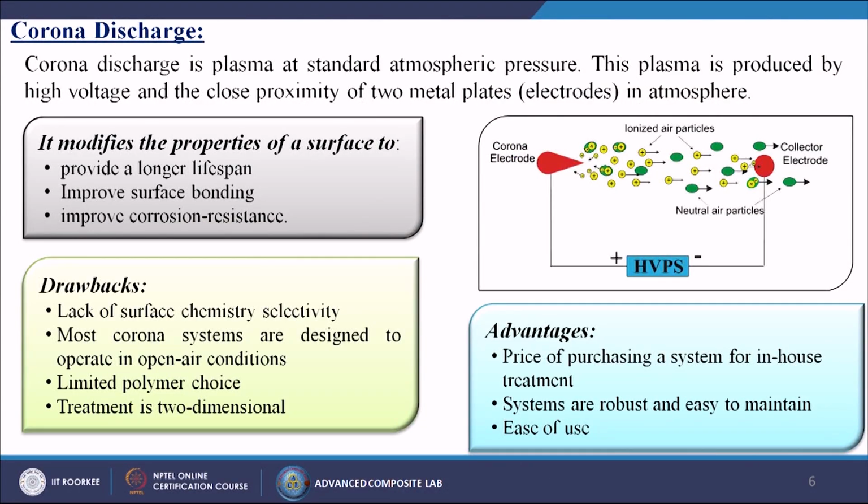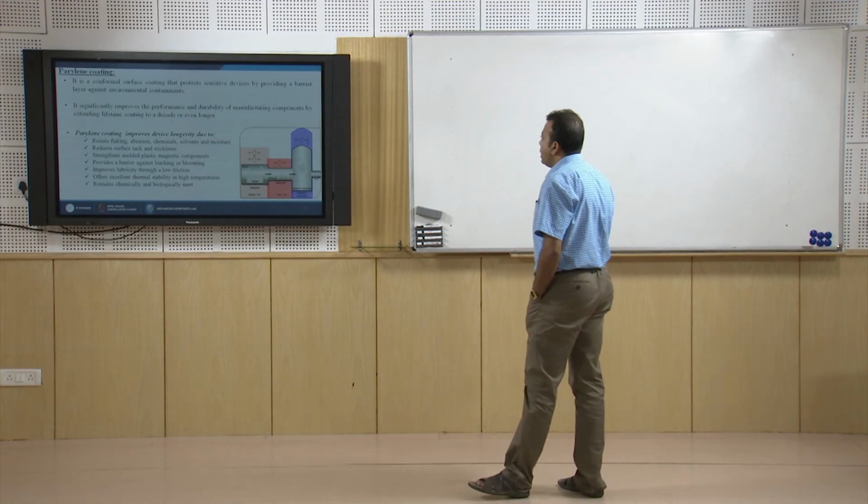Advantages: price of purchasing a system for in-house treatment. Systems are robust, easy to maintain and easy to use. Then the next one is called the Parylene coating.